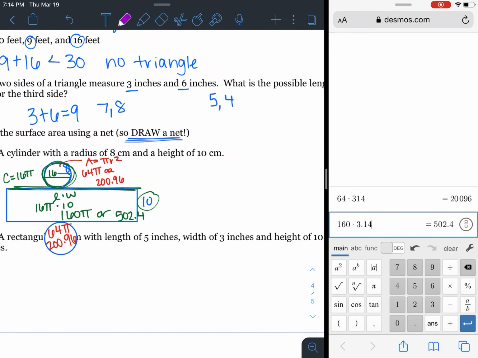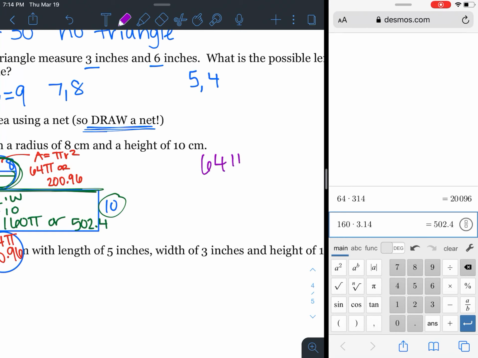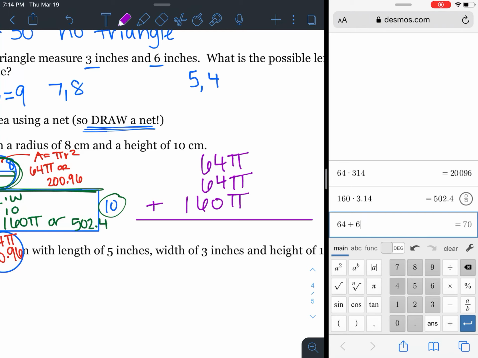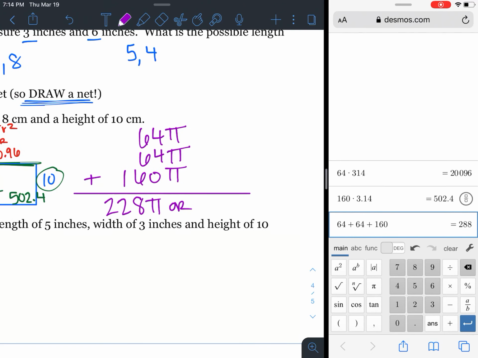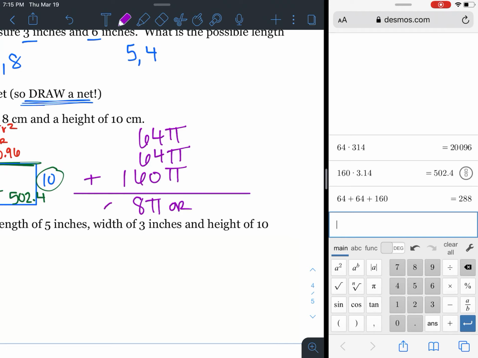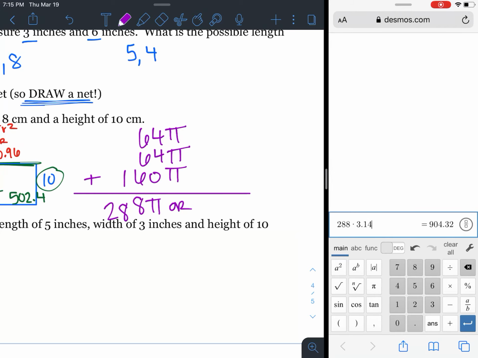Last step for surface area, add them all up. You can leave it in terms of pi or not. It's up to you. If we add these all up, 64, 64, 160, 228 pi, or if you didn't leave it in terms of pi, you could have, and that should be 288, sorry. 288 times 3.14 is 904.32.